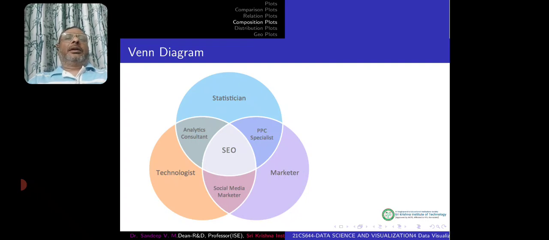That's all the people who are outside these boundaries, that is our white region shown here. Outside this figure, whatever white region is there, it talks about not a statistician, not a marketer, not a technologist. So that's the eighth region we are talking about.